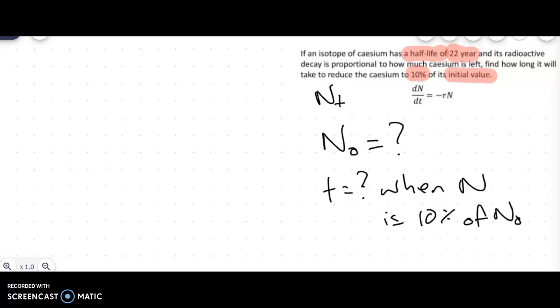Cool. And we know when t is equal to 22, so after 22 years, that's when it has a half-life. I'll just write that there because when you're not sure what to do, it's always good to write down all the things you know and then start doing other things that you know, and hopefully you'll be able to figure out some things.